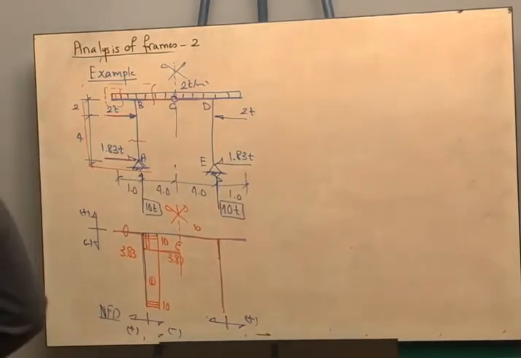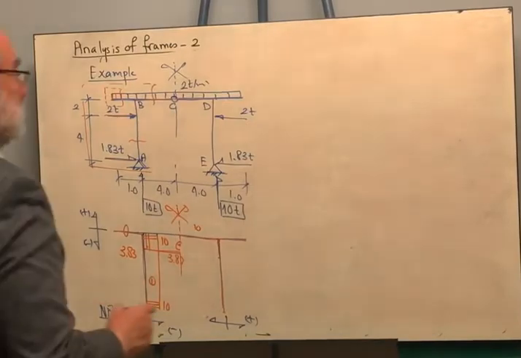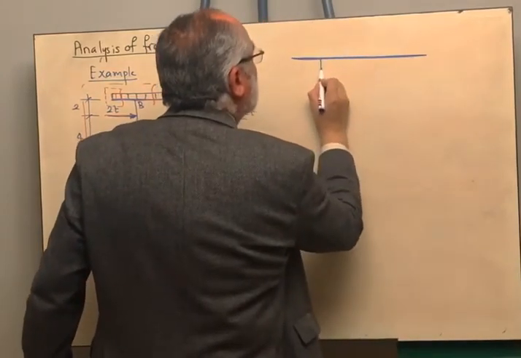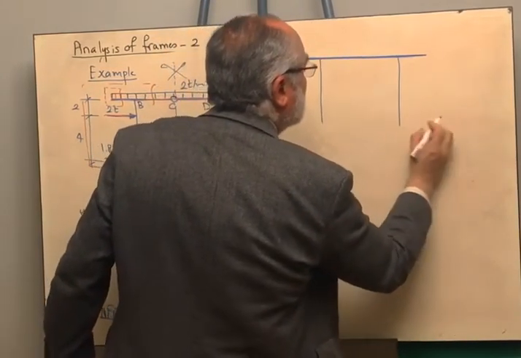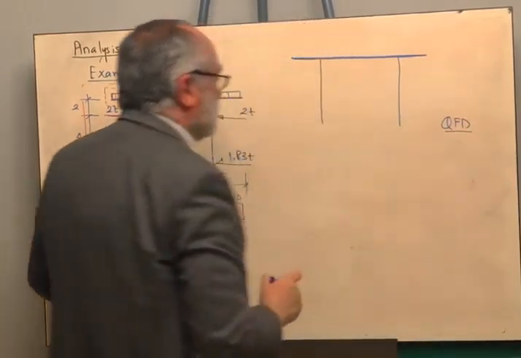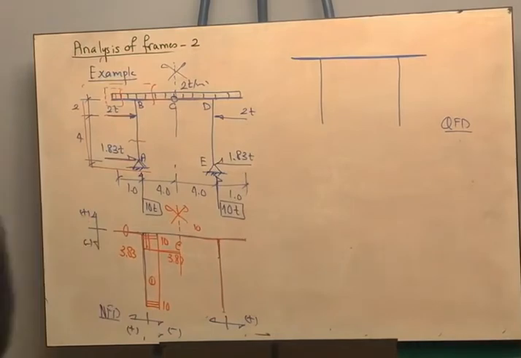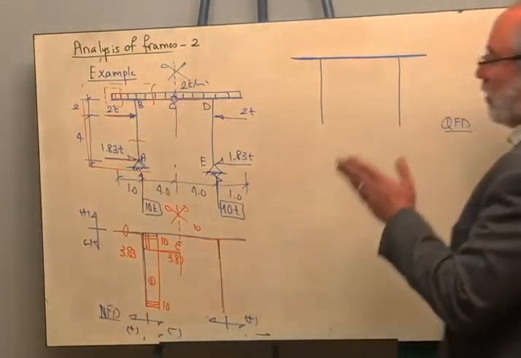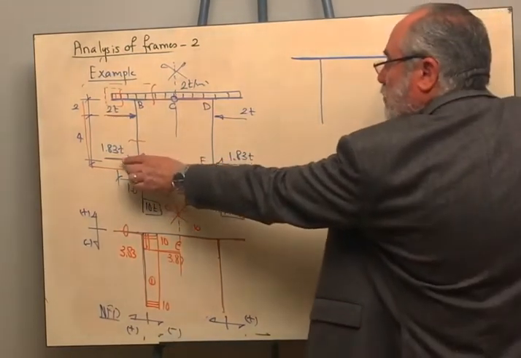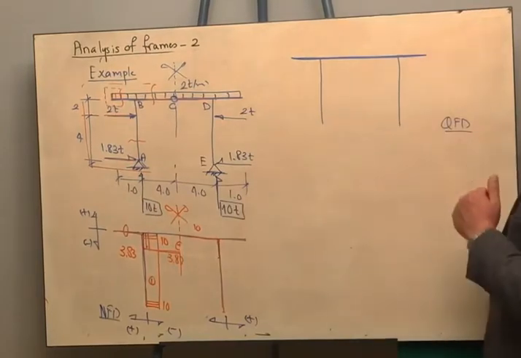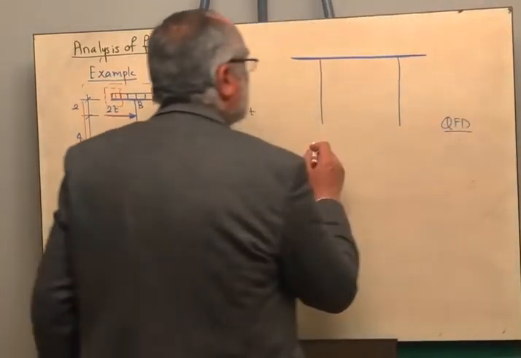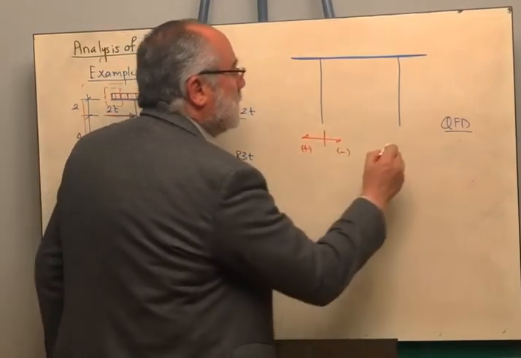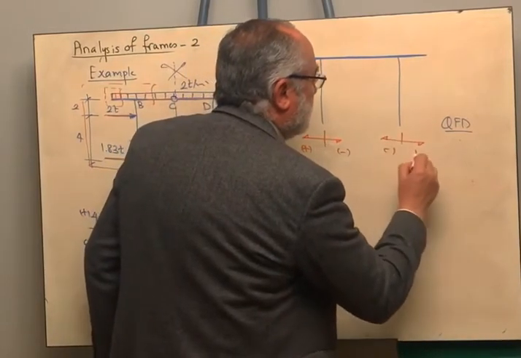Okay. For the shear, how are we going to start? As usual, we are starting from the left-hand side. So I will start here. On my left-hand side, I will take the force 1.83. It is on my left-hand side and downward, therefore it is negative shear. Remember, this is the near side, negative, and the far side is positive.